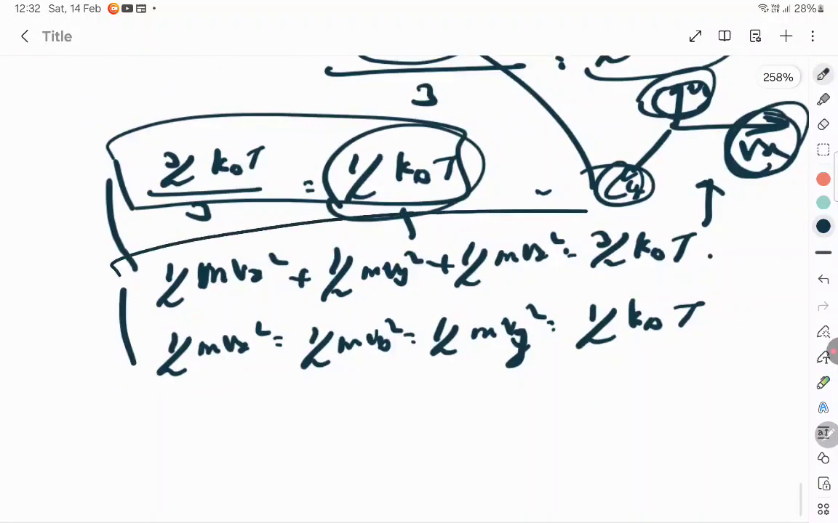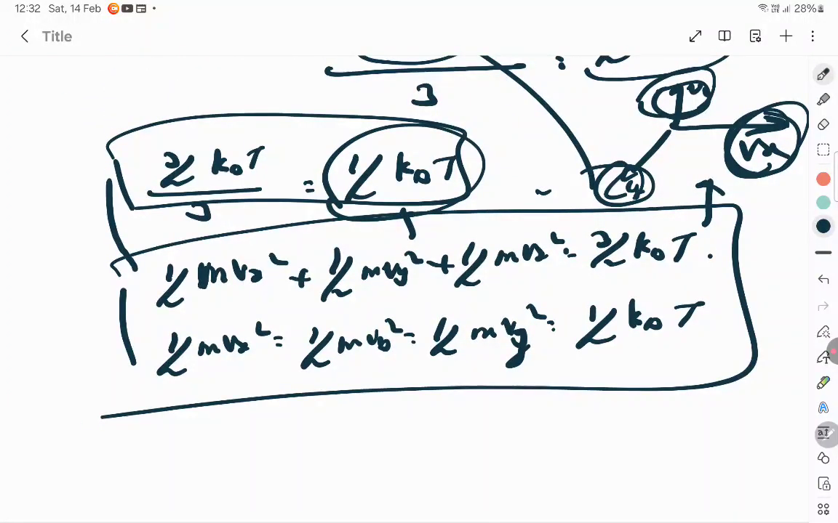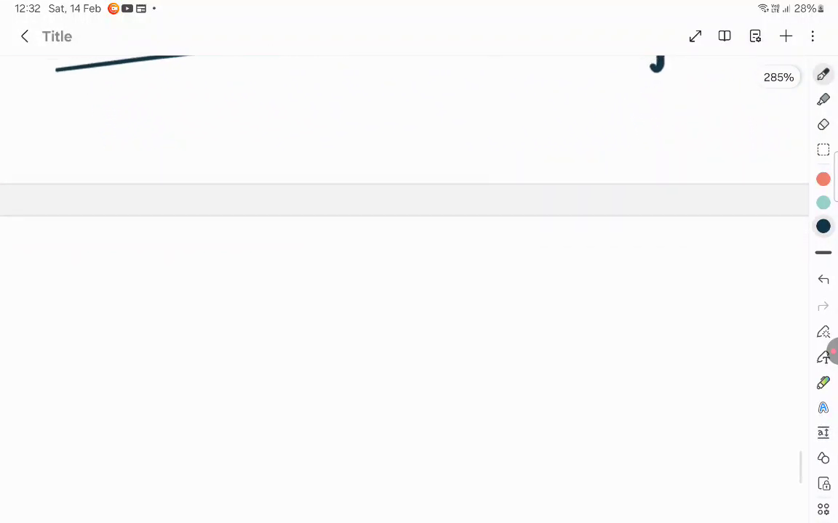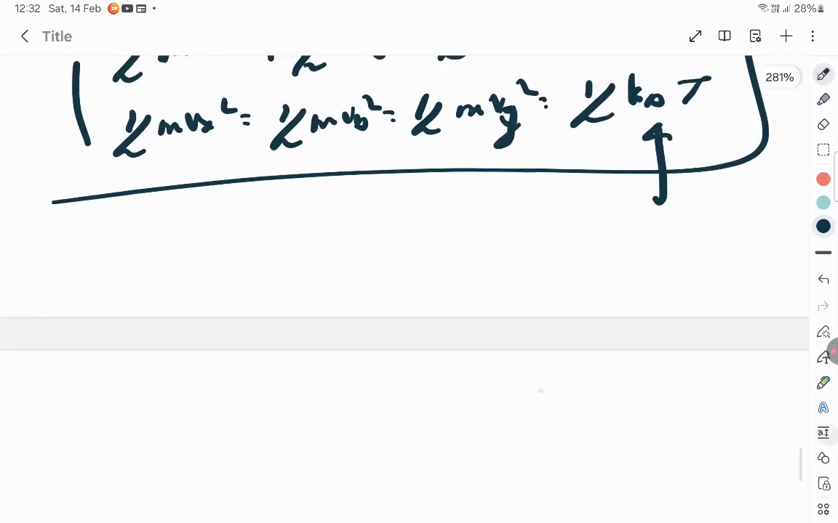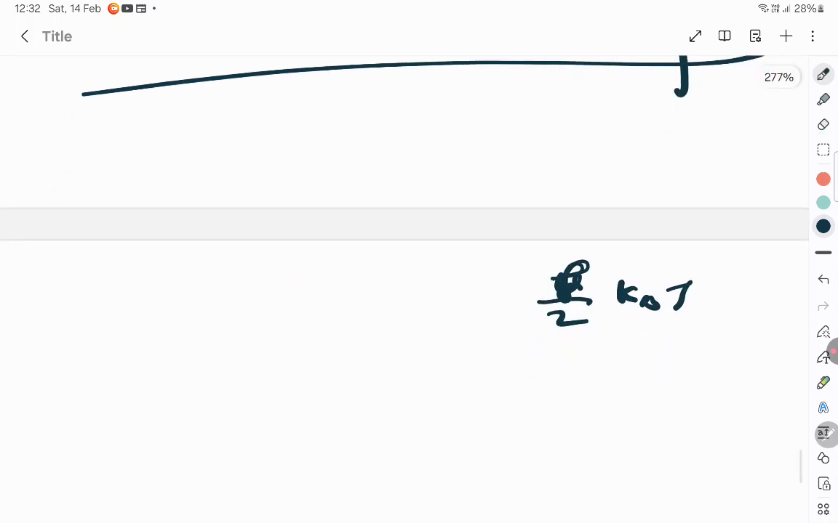This is known as law of equipartition of energy. And how do we define it? The energy gets distributed among every degree of freedom equally. So the energy associated with 1 degree of freedom is 1 by 2 kBT. Are you clear? So therefore you understand the general formula. The general formula for energy is degree of freedom by 2 into kBT.